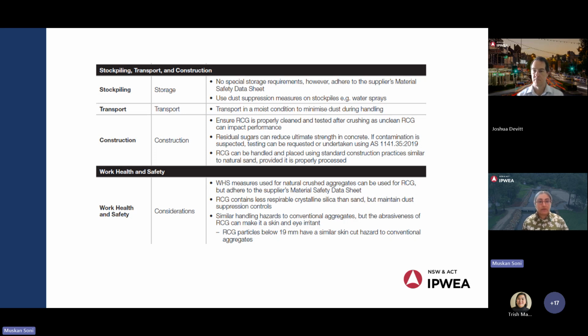And then the work health and safety section also focuses on this. So in particular for recycled crushed glass, it's important that it's clean. So there may be crystalline silica present. It is at a lower volume compared to sand, but still just using the standard procedures and also referring to the material safety data sheets from the suppliers for additional guidance on the use of the recycled material.